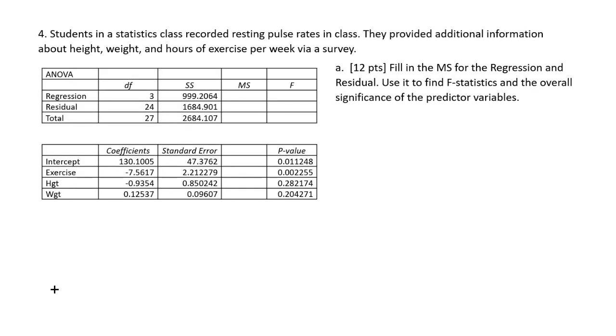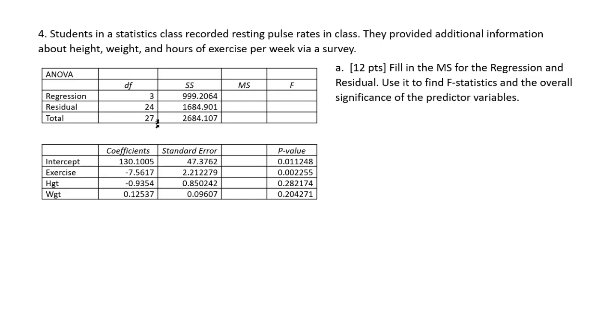Actually, the last one. Students in a statistics class recorded resting pulse rates in class. They provided additional information about height, weight, and hours of exercise per week via a survey. So this is a multiple regression with three predictors: exercise, height, and weight. You might have heard that people who exercise a lot have slower resting pulse rate. So you kind of expect that this would do something, but overweight could be a factor as well. So you put these two things as another factor.